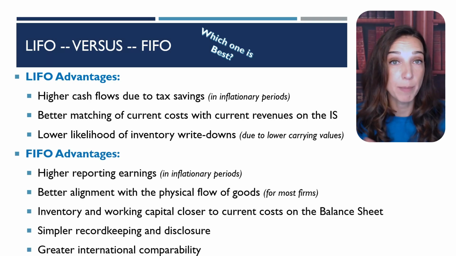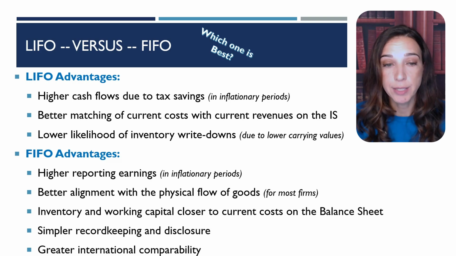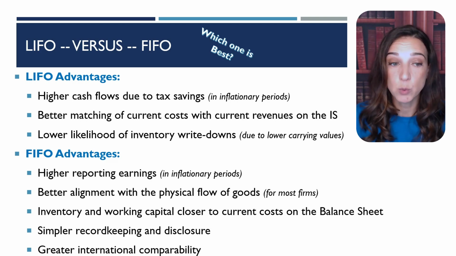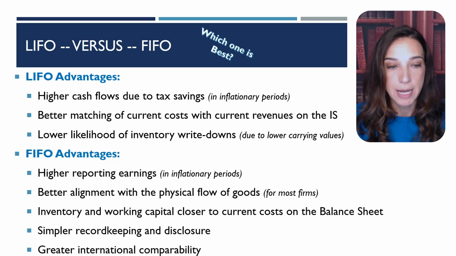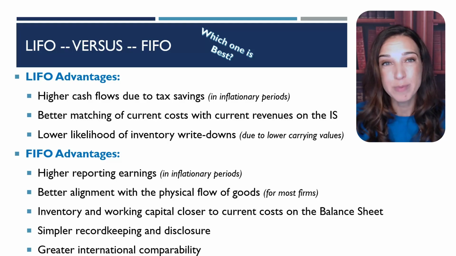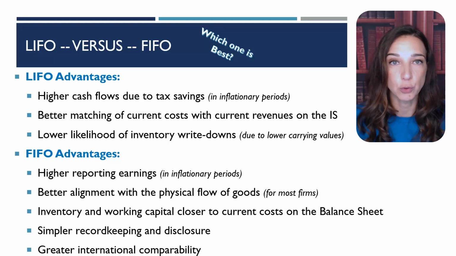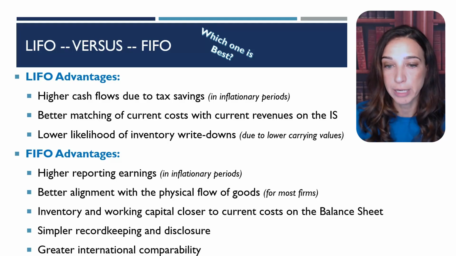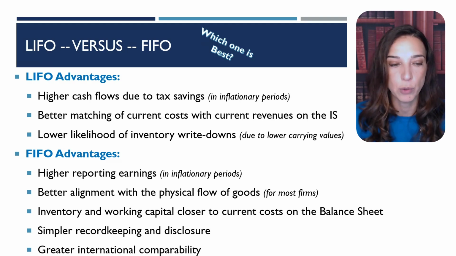However, there are some advantages to using FIFO. Number one, in inflationary periods, it will give a higher reported earnings. It will, for most firms, be better aligned with how they actually flow their goods throughout their businesses. The inventory and the working capital numbers on the balance sheet will be more closely related to the actual replacement cost. They won't really be outdated. They will be an accurate picture of those items.